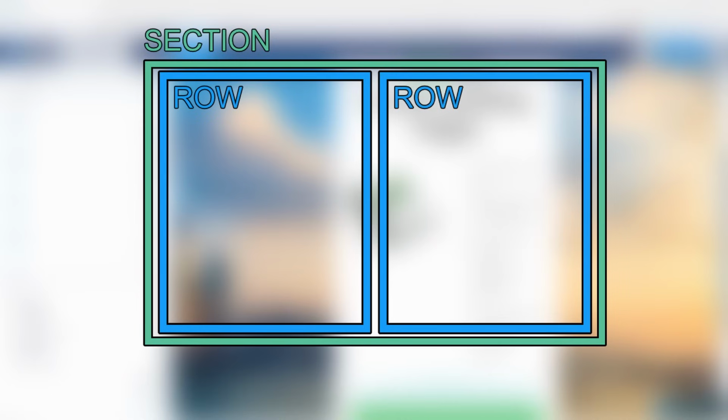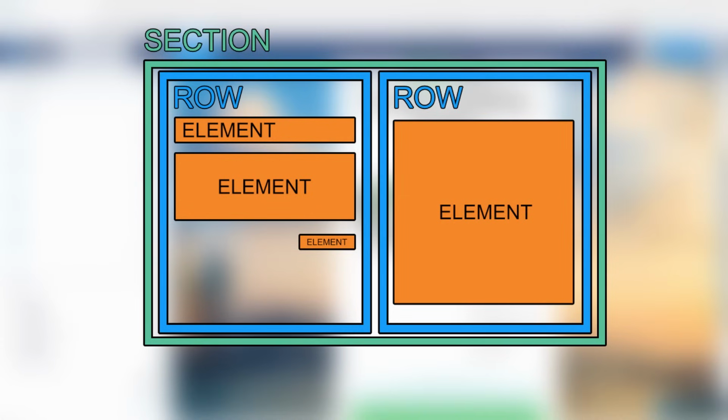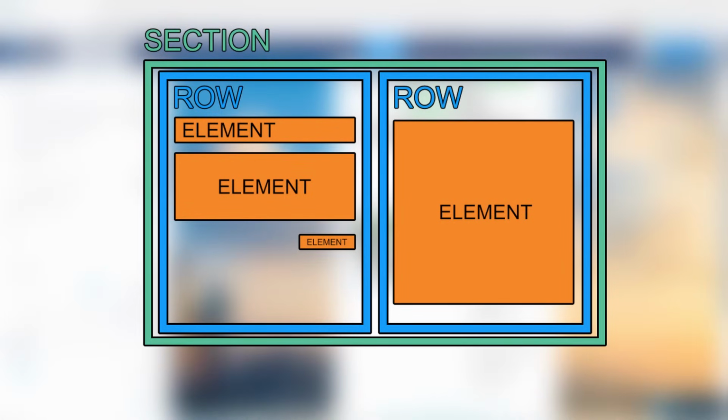The way this builder works is that you have sections. Inside of a section, you have rows. And inside of rows, you might have other rows or elements. And elements are just things like text, images, videos, and so on. That's how it usually works.